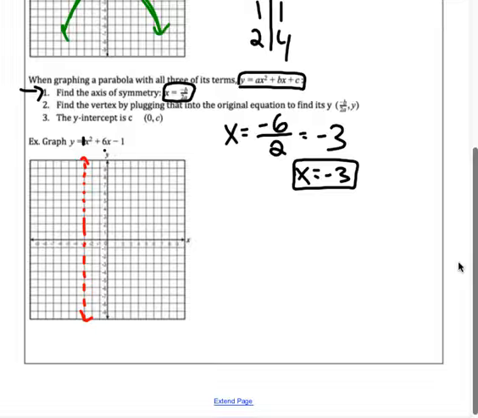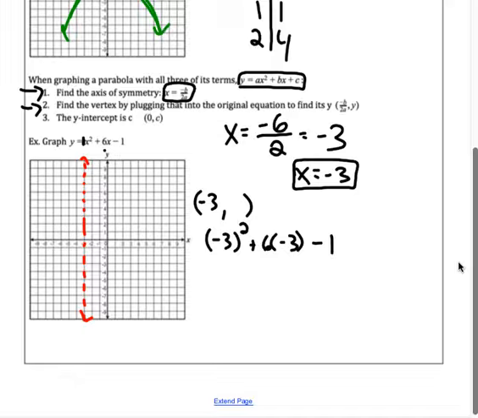So now let's talk about how do we find the vertex? So remember, that was the next component. The vertex meaning the highest or the lowest point, right? And it always lives on that axis of symmetry. So what that means is if I take that -3 and I plug it into the original function, that'll tell me where my vertex is. Because right now I know its x coordinate. I can use the original function to get the y coordinate.